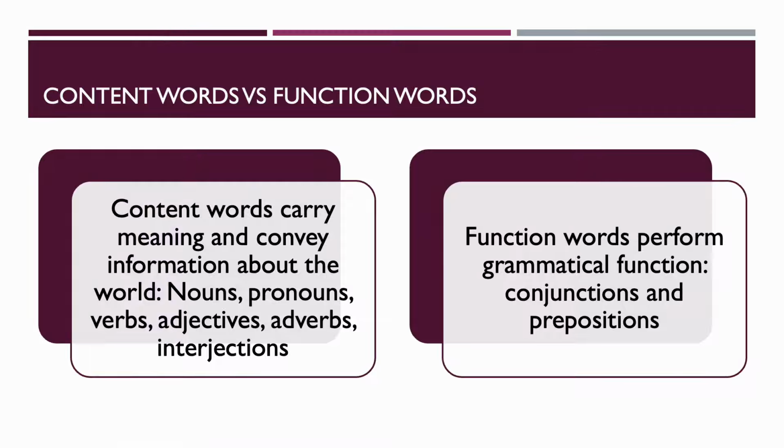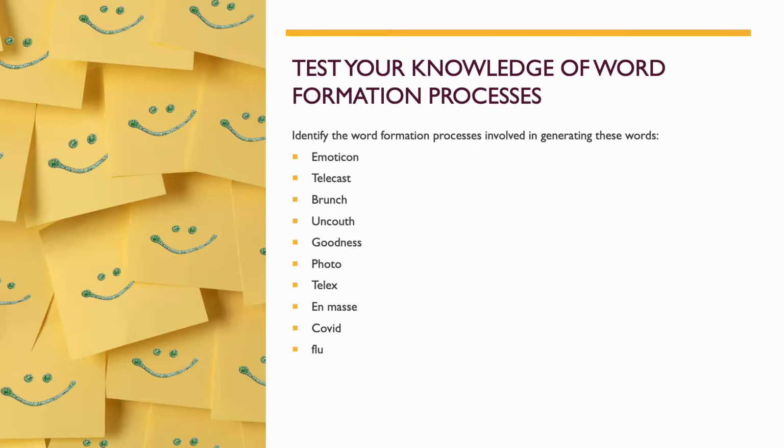Words can be divided into two. You can have content words and function words. Content words carry meaning and they convey information about the world. Content words are such as nouns, pronouns, verbs, adjectives, adverbs, interjections. Function words perform grammatical functions. You have conjunctions and prepositions.